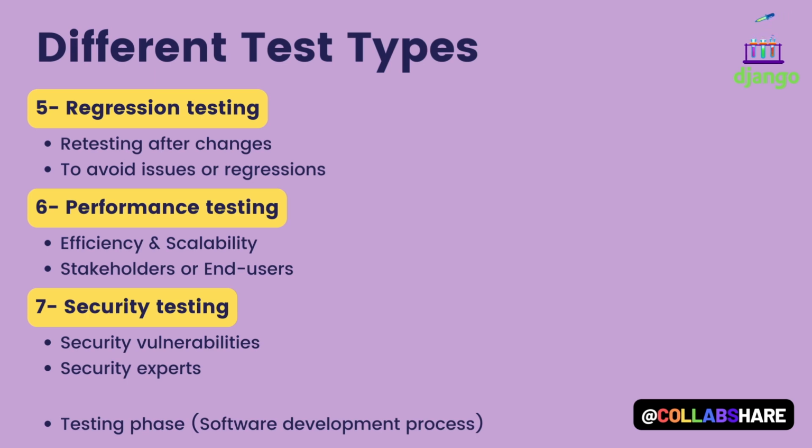Remember that these are just a few examples of the many types of tests that can be performed during software development. The choice of test types depends on the specific requirements and constraints of the project, as well as the goals of the stakeholders.